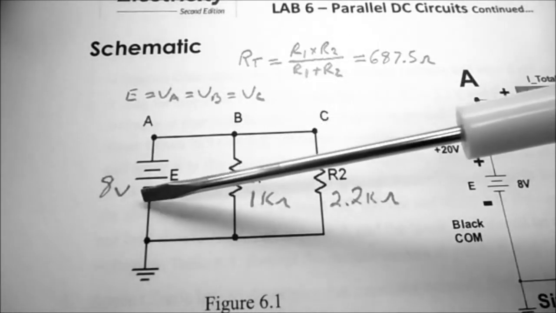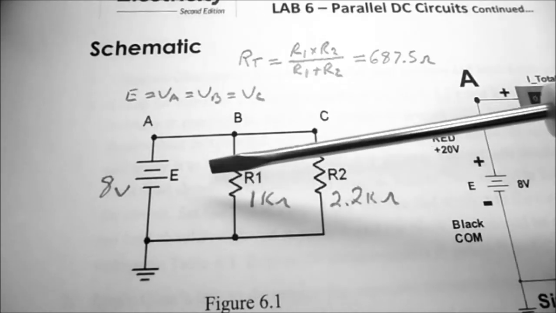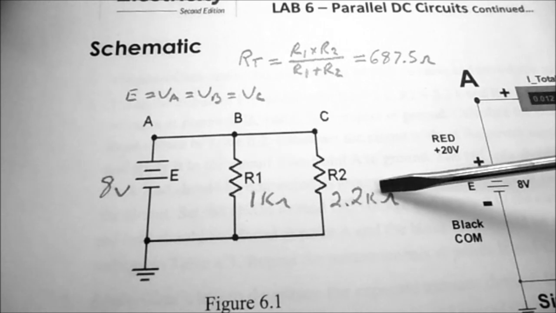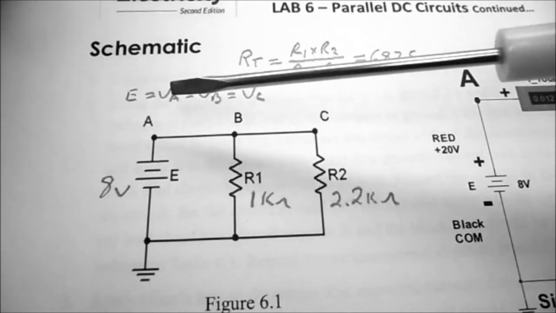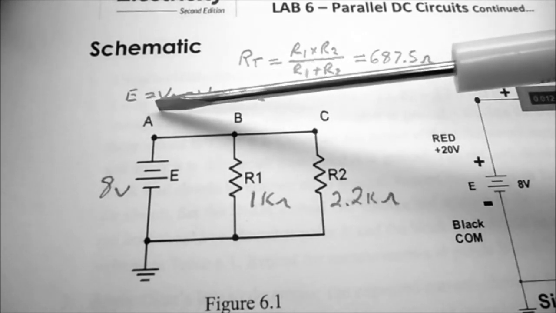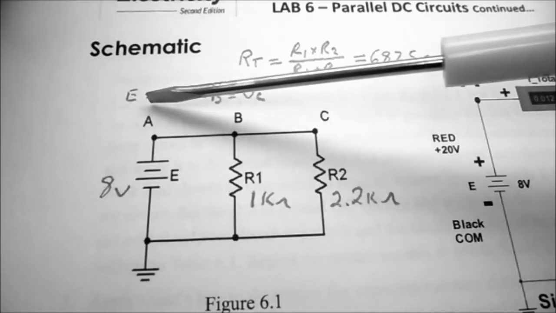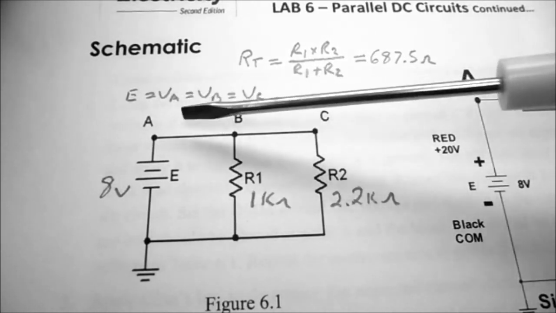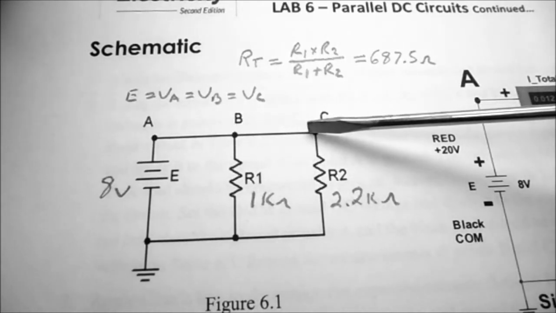So I've filled in my values for figure 6.1, the 8 volts, the 1K, and the 2.2K ohm resistor. Finding the voltages is fairly easy in a parallel circuit because E is equal to VA is equal to VB is equal to VC, so the voltages all the way along are going to be the same.